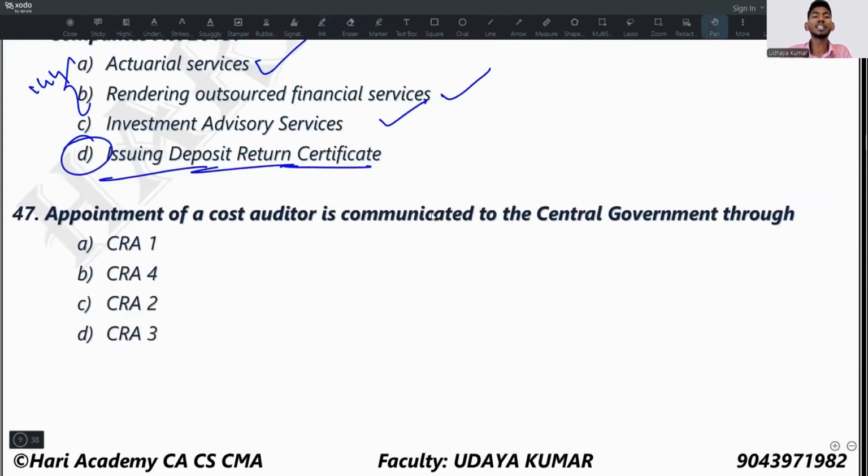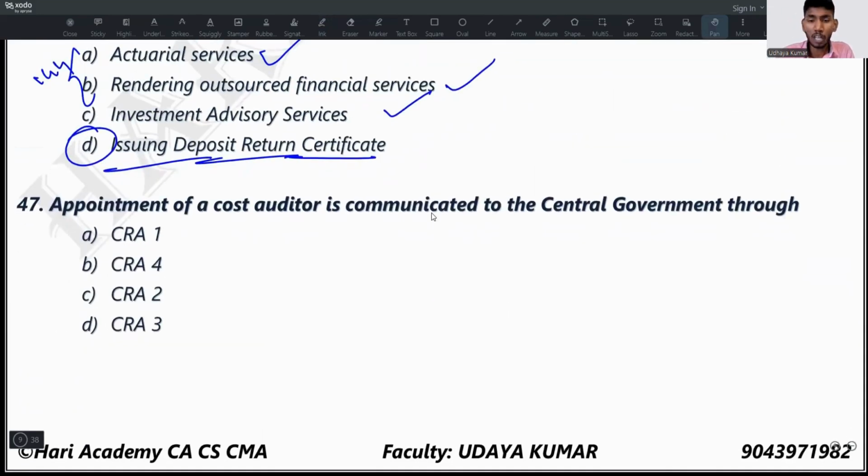Moving to the next question: appointment of a cost auditor is communicated to the central government through which form? Even this question we have discussed under the CRA 2 form, right? Already we have discussed from the beginning itself CRA 1, 2, 3, 4. If you have noticed clearly in the beginning, you will find it easy to answer this question.